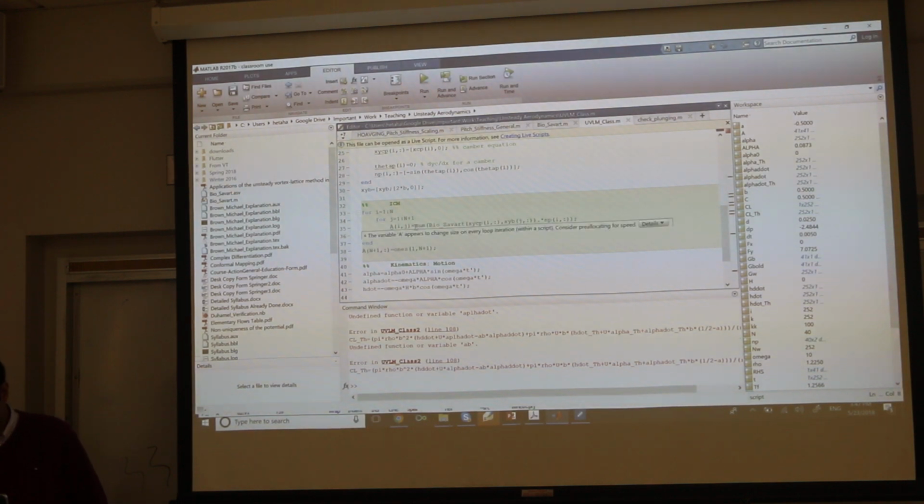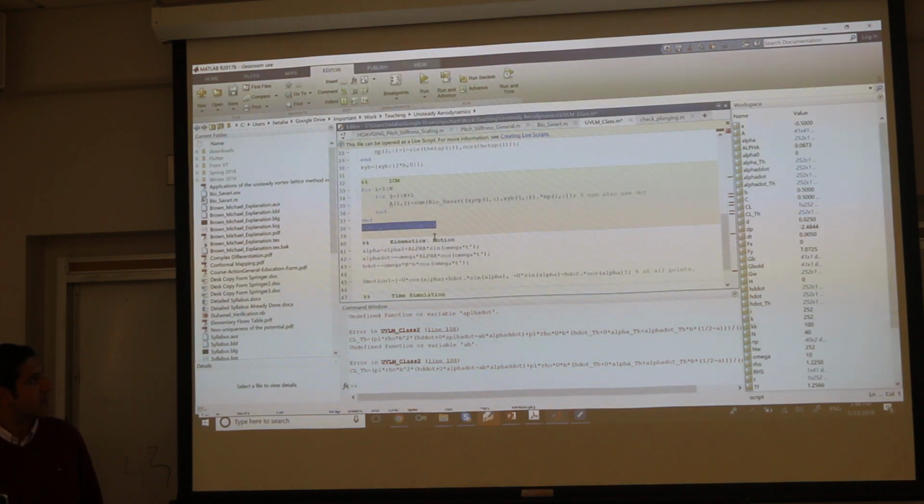So the first n rows were just the Biot-Savart, the induced velocity. This dot product, you can also use the command dot between the normal to the panel, this guy, and whatever comes from Biot-Savart to get the normal velocity. The last row is just ones, as you saw last time.